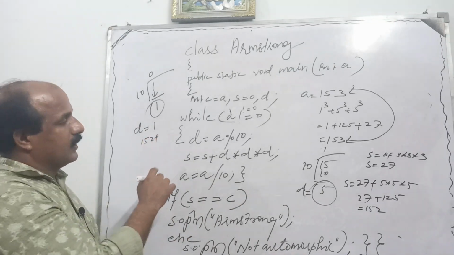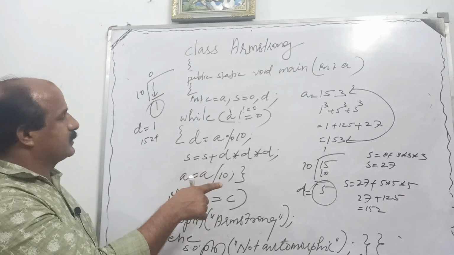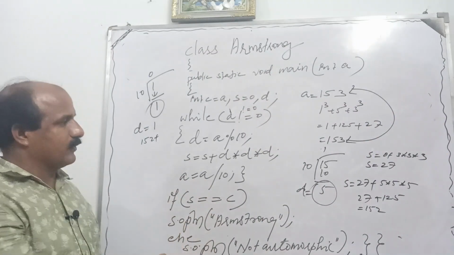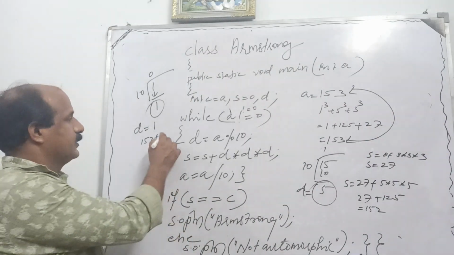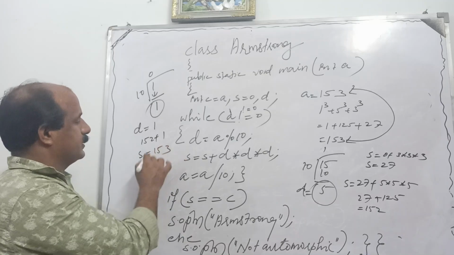152 plus D into D into D. D is 1, so 1 into 1 into 1. When you multiply 1 three times, what will you get? You will get 1 only. So what does it become? S, the new value, is 153.